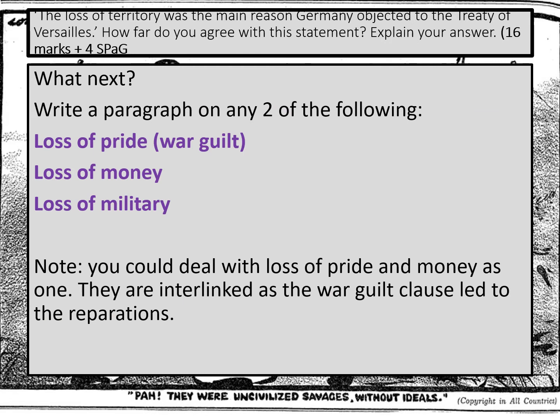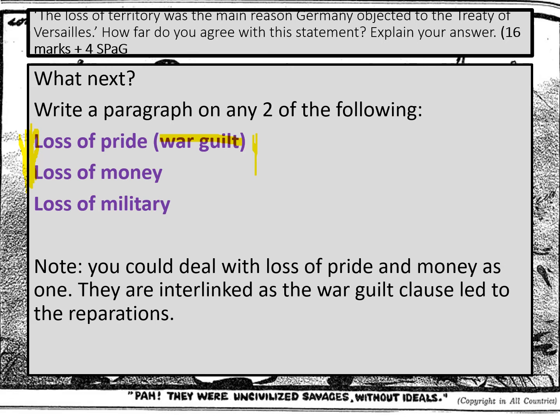So I'm not going to give you model paragraphs on all of it, because you could do this now from the information that you've got. You could write a paragraph on any 2 of the following: loss of pride or war guilt, loss of money, loss of military. You actually could cover them all, because remember that I've said before that loss of pride and loss of money are totally interlinked. You could deal with those 2 together as one paragraph, because loss of pride and the admission of guilt with the war guilt led to Germany having to pay reparations or compensation. So that could actually be just one paragraph, and it gives you the opportunity to write a little bit more and give a little bit more knowledge.